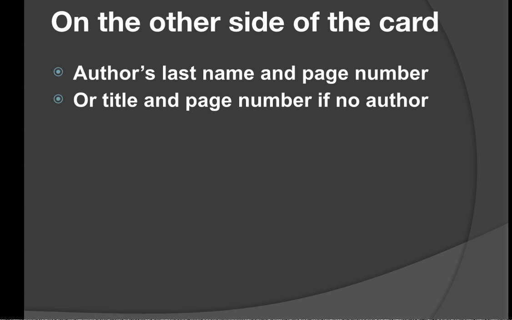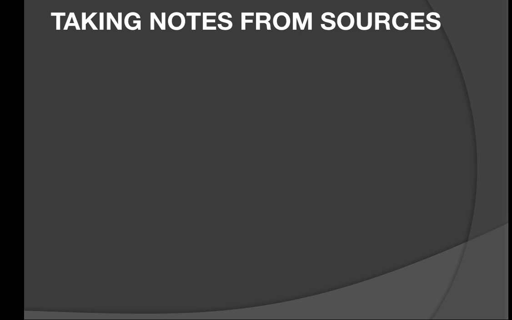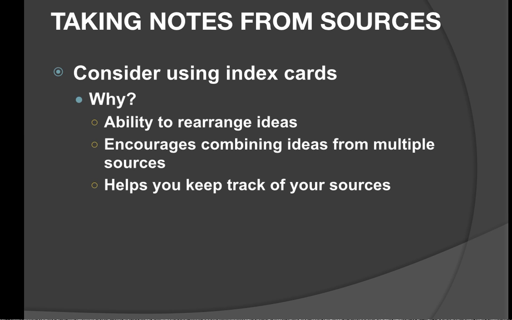If I do this for all of my sources, I'll end up with a nice stack of index cards that has all of the most important information from the sources and in the form of either a direct quotation, a paraphrase, or a combination. Now I don't have to search through my sources for good information. I've got it all gathered in one place.